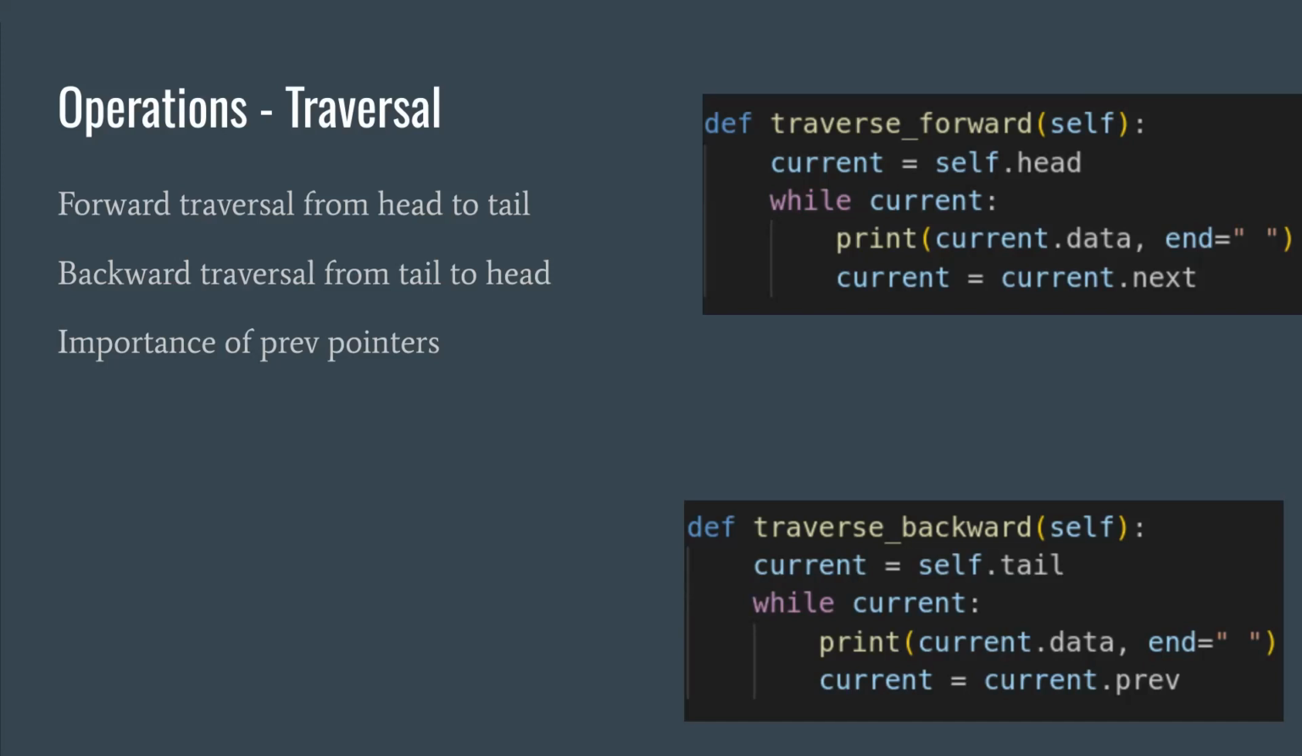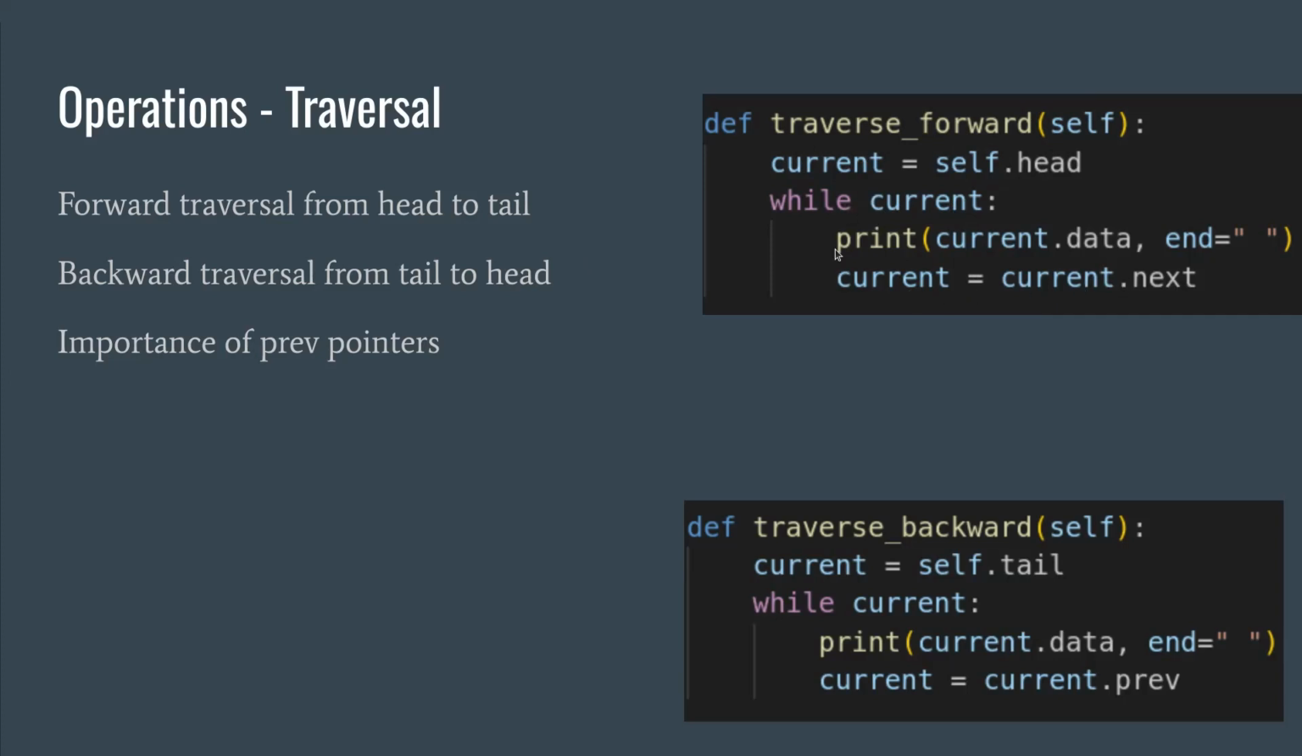You sometimes want to navigate in a backward direction. So if we look at this code example, traverse forward, we will start from the head. So we will set current to be self.head, and then we will use while loop, and then we can just keep setting current to be the current next element.